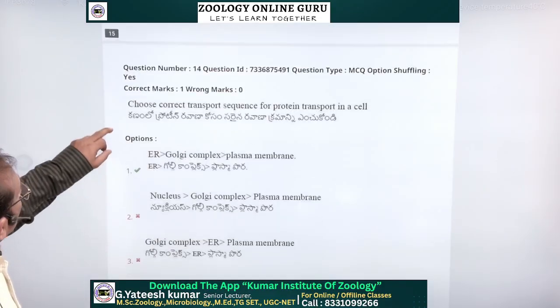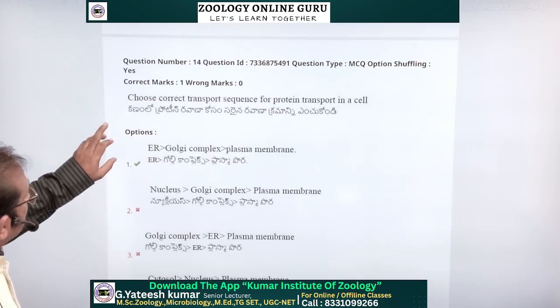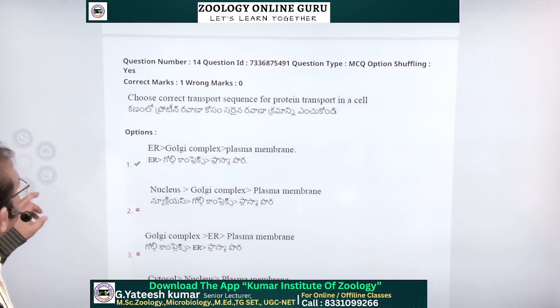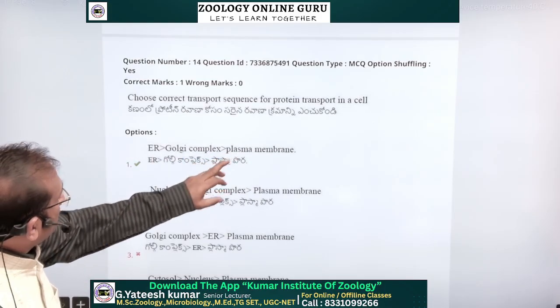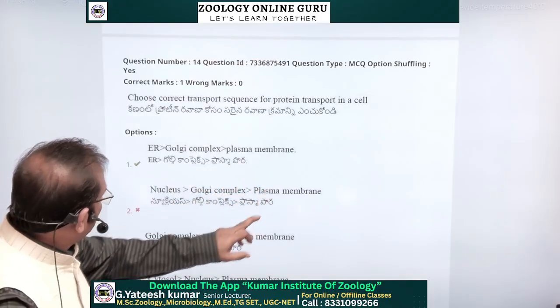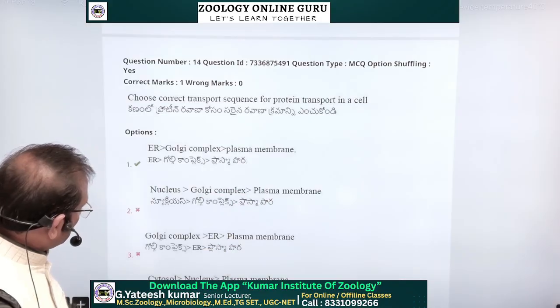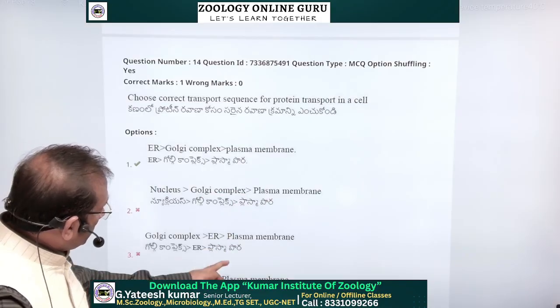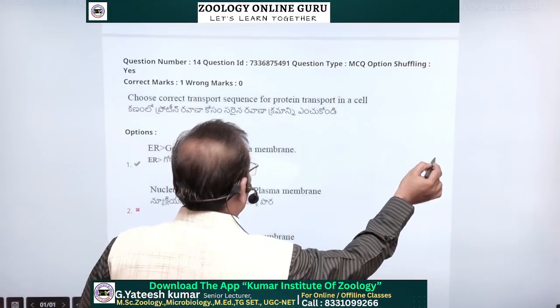Choose the correct transport sequence for protein transport in a cell. Okay, protein transport in a cell. They're asking about ER, Golgi complex, plasma membrane, nucleus, and cytosol as options. So this is the formation of protein synthesis they are asking about.